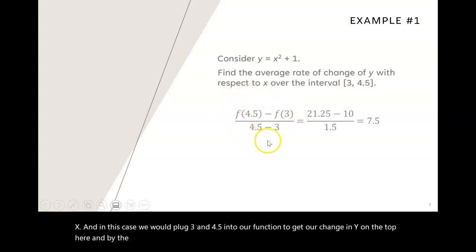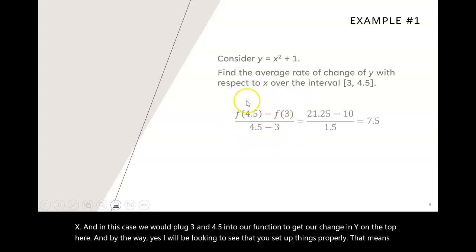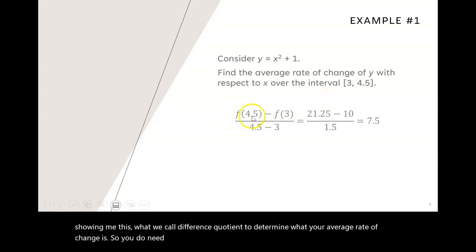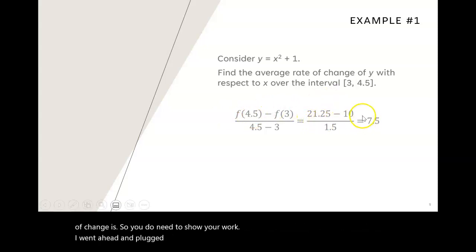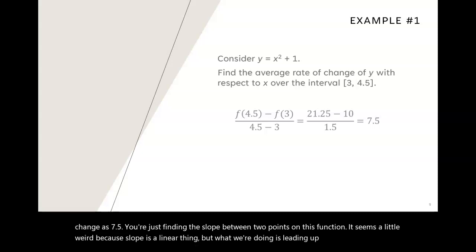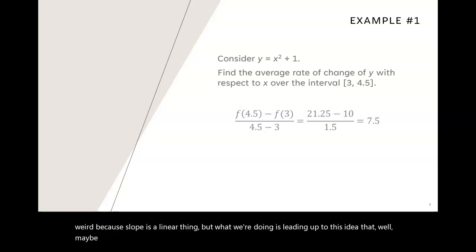And by the way, yes, I will be looking to see that you set up things properly. That means showing me this, what we call difference quotient, to determine what your average rate of change is. So you do need to show your work. I went ahead and plugged in 4.5 and 3, and I calculate it, and I get my average rate of change as 7.5. You're just finding the slope between 2 points on this function. It seems a little weird because slope is a linear thing, but what we're doing is leading up to this idea that, well, maybe most functions that we look at can actually be described by a line.